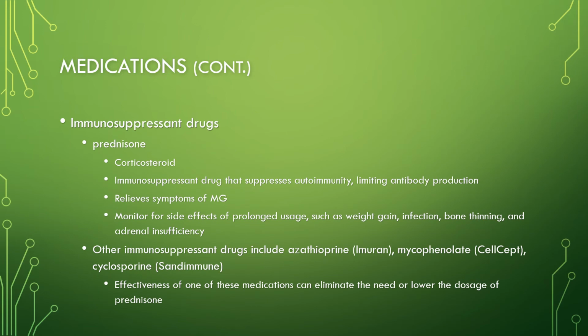Other medications for treating MG involve suppressing autoimmunity and limiting antibody production. This includes prednisone. However, prolonged usage can cause weight gain, infection, bone thinning, and adrenal insufficiency. Other immunosuppressants may be included to facilitate dosage lowering or elimination of prednisone altogether. However, interactions of these drugs vary from person to person and can take months to become effective. It is important for the patient and the doctor to be on the same page with treatment and to reduce risk of infection.